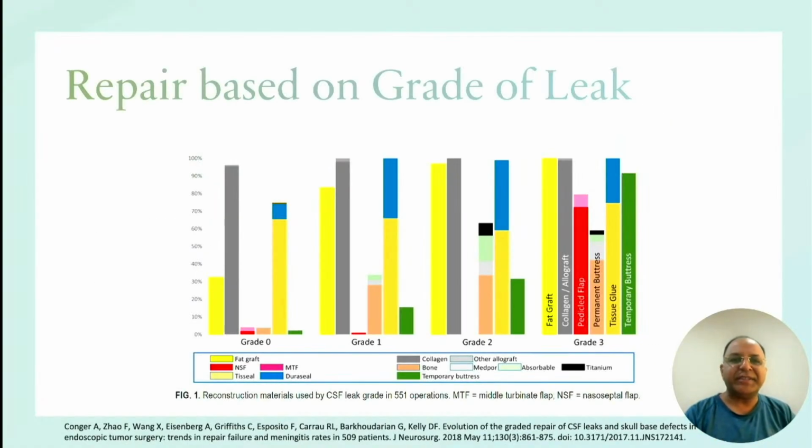This is a very interesting slide which shows that even in grade 0 leak, people put in a lot of stuff, and as the grade of the leak increases, especially in intraoperative high flow leaks, everything from Spongostan to fascia lata to fat to glue to bone is put in to prevent leak, because this is a dreaded complication if it translates into meningitis or other morbidities.